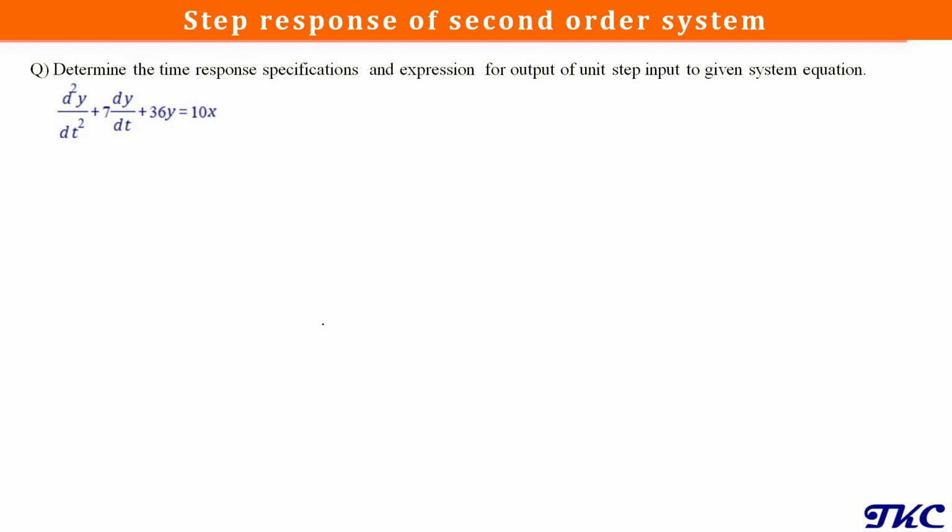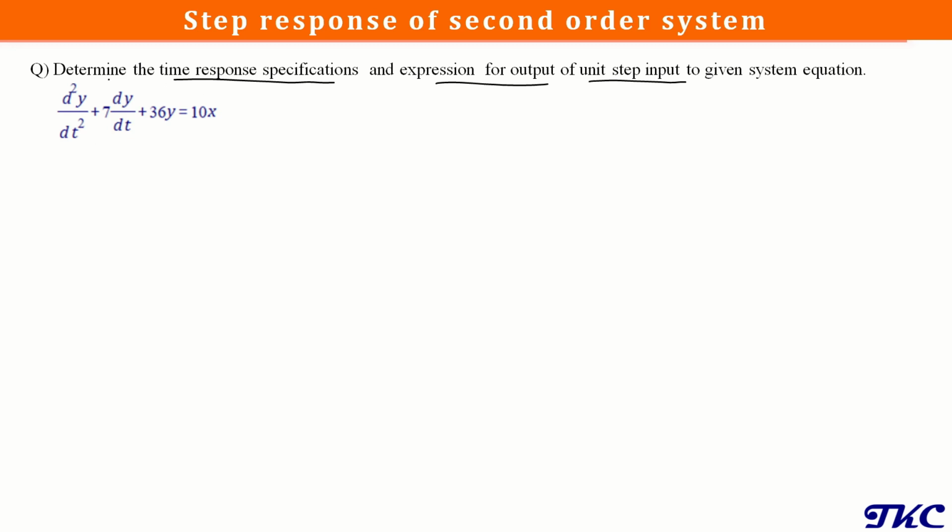So here the differential equation of the system is given in the form d square y by dt square plus 7 dy by dt plus 36y is equal to 10x. This is the differential equation of the system given to us, and in the question it is asked to determine the time response specifications and also the expression for output with unit step input.